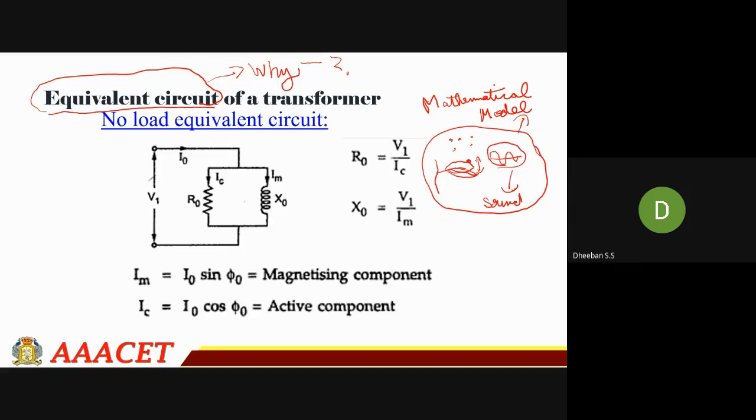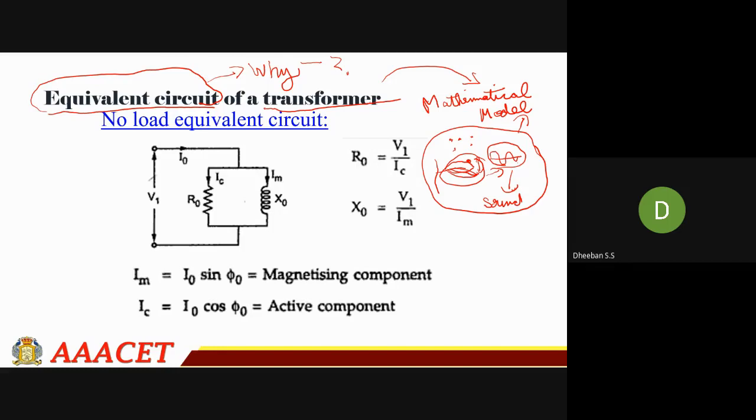The sound vibration coming from a natural situation, you can easily model in terms of mathematics. This sinusoidal waveform you can easily model in terms of a mathematical model. Similar to that, your transformer can also be mathematically modeled, and for that only you need this equivalent circuit.